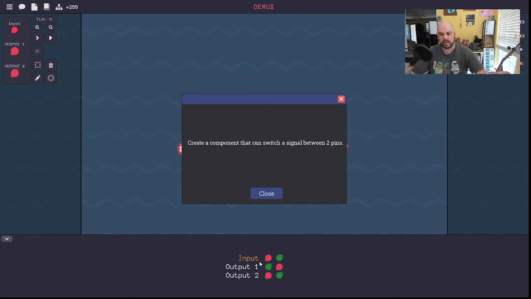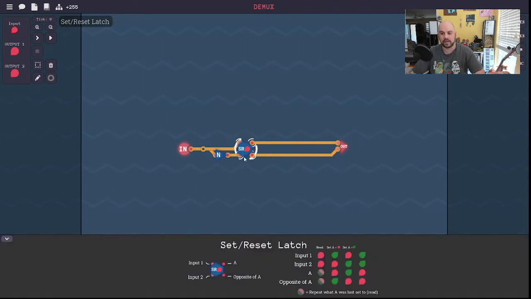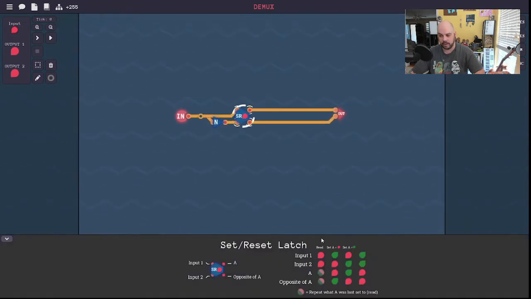You can see from the truth table down here at the bottom, if the input is off, we want output 1 to be turned on and output 2 to be turned off. And if the input is turned on, we want output 1 to be off and output 2 to be on. So it swaps, right? So if we look at this SR NOR latch here, you can see down at the bottom, in this case, 2 inputs, right? So if you have them both off, it doesn't really matter.